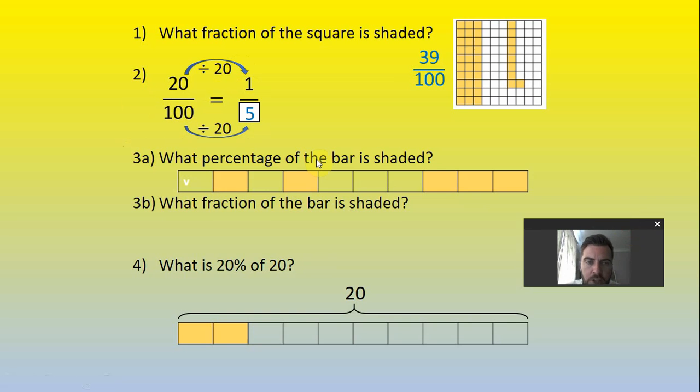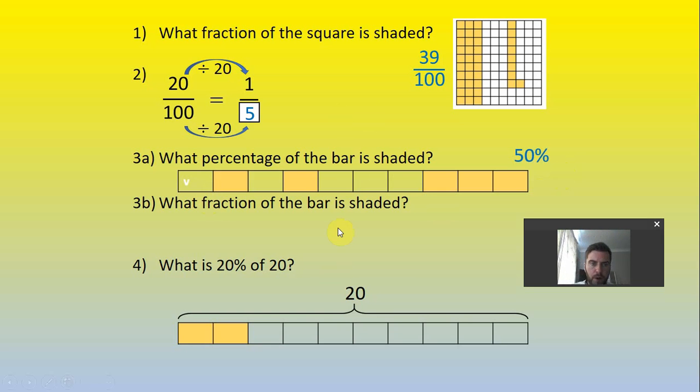What percentage of the bar is shaded? Again, looking at the bar, the first thing you would do is work out how many squares there are. So 2, 4, 6, 8, 10. So there is 10. There usually is. Just want to double check. And what percentage of the bars are shaded? You can see 1, 2, 3, 4, 5 shaded. Each bar is worth 10. 10 times 5 will give you 50. So as a percent, 50% of the bar is shaded.